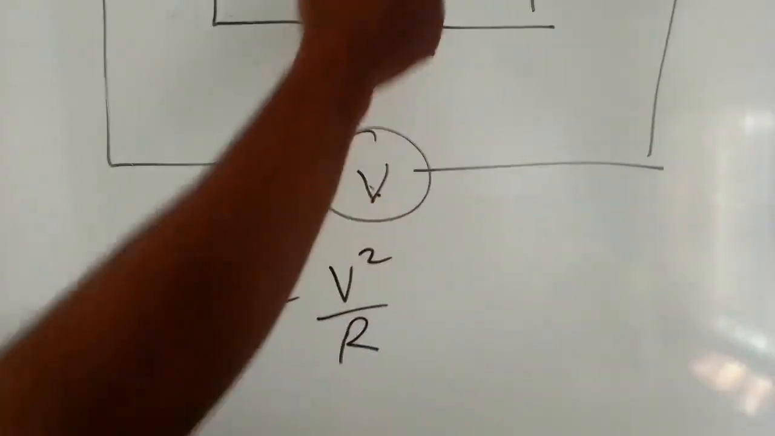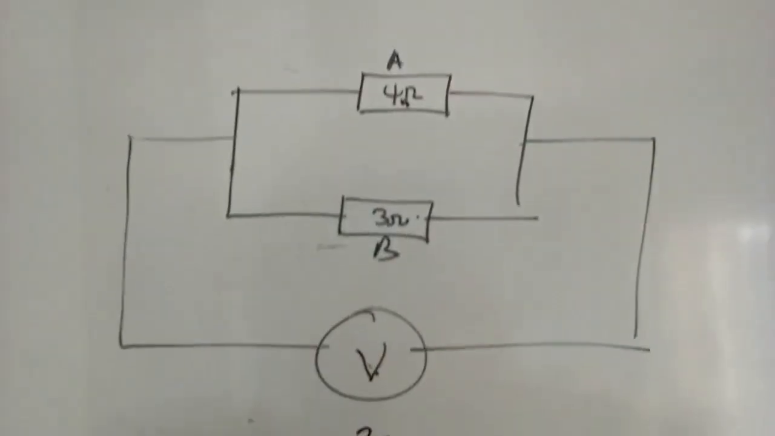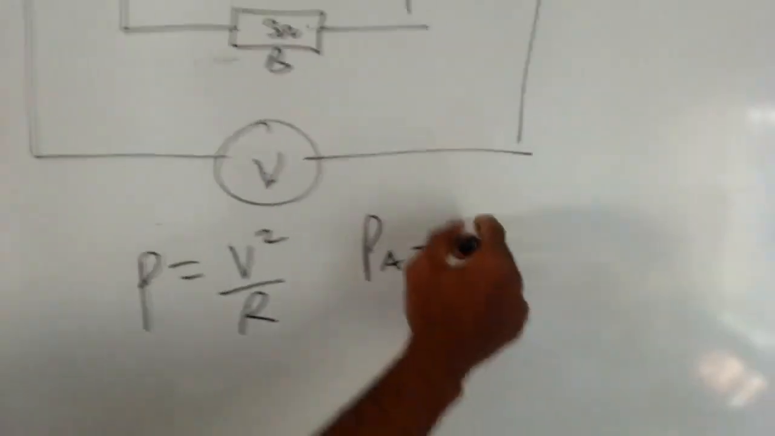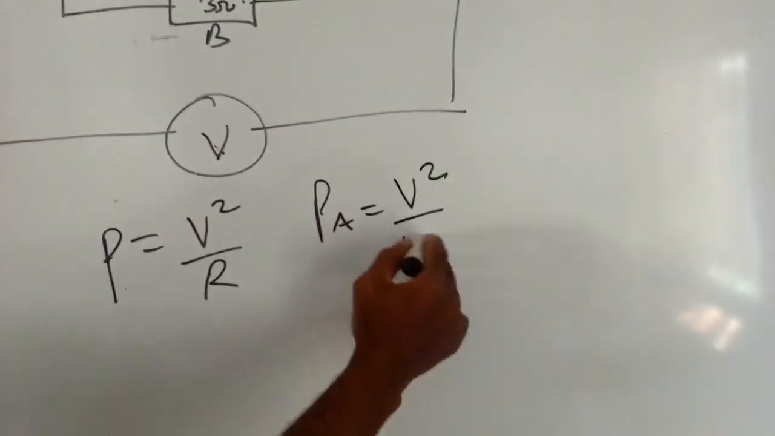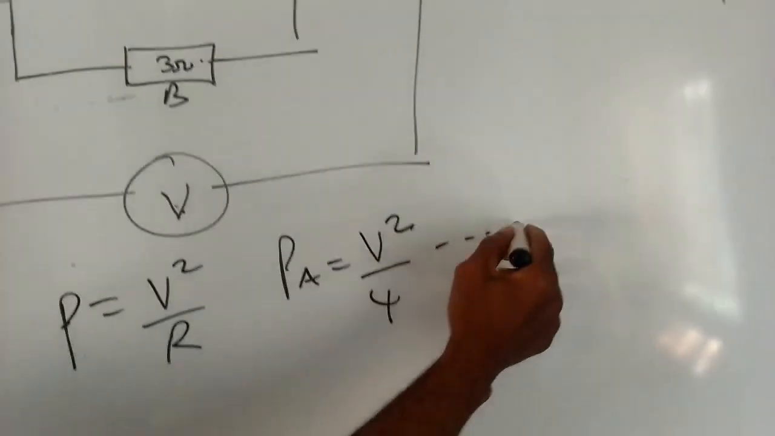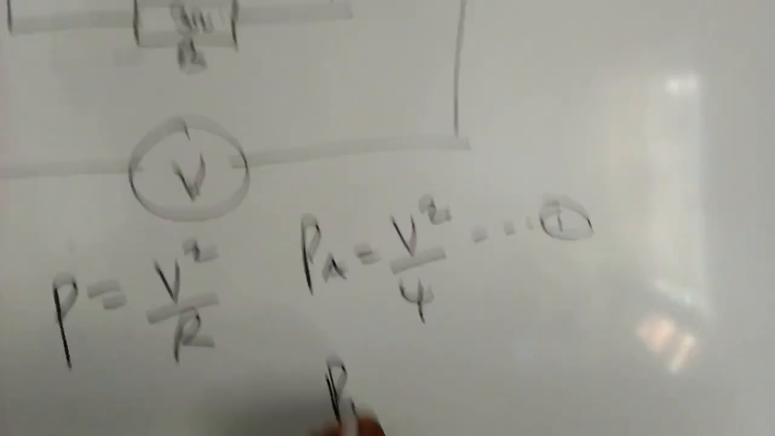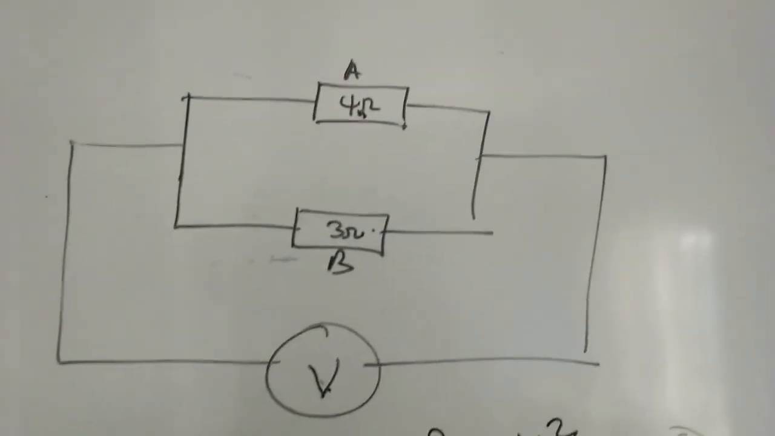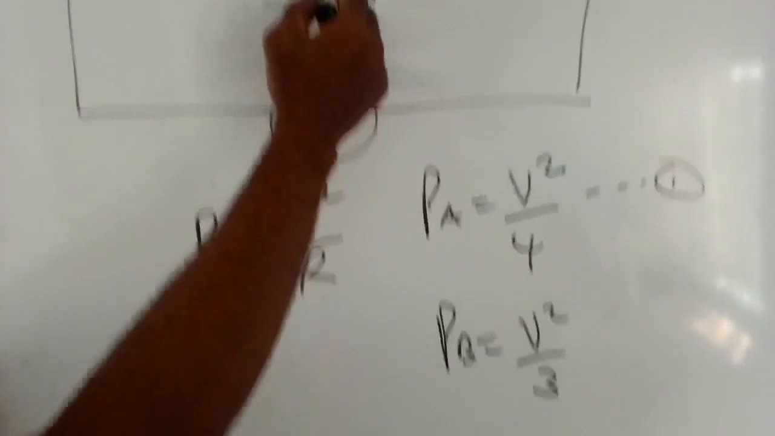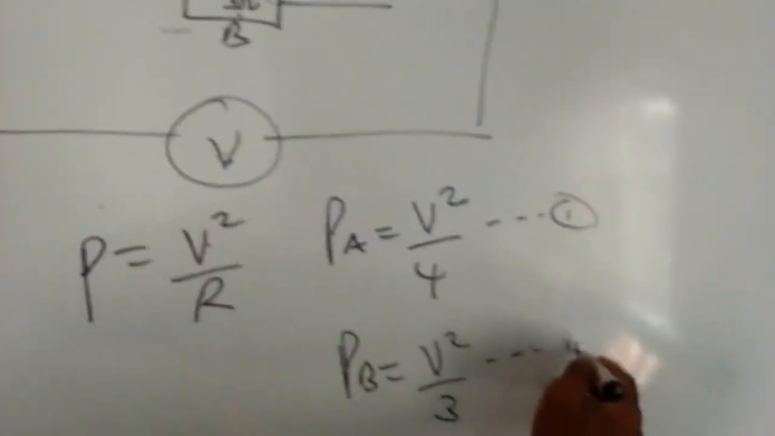Then for the resistance of A, the power across A will be given as V squared all over 4, because resistance of A is 4. We call this equation 1. The power across B will be V squared over 3, where the resistance of B is 3. We call this equation 2.